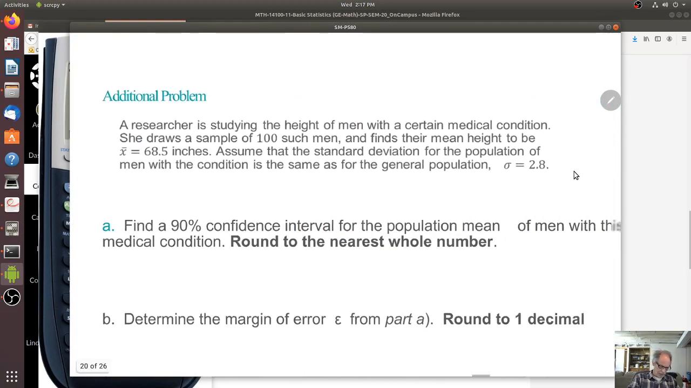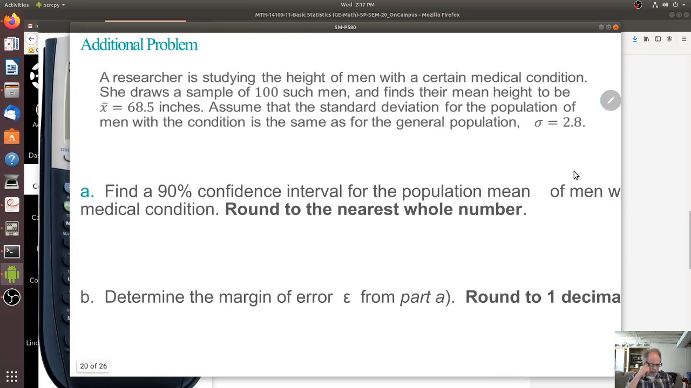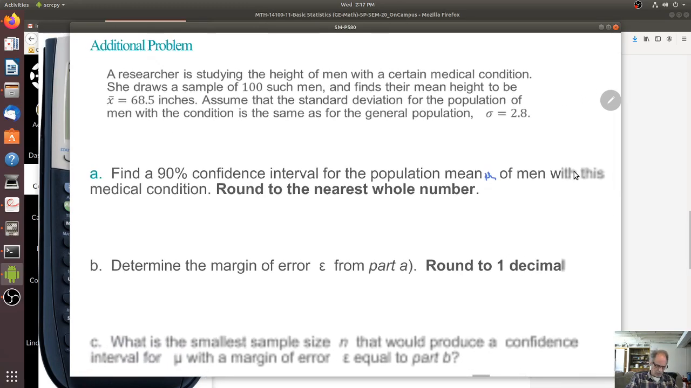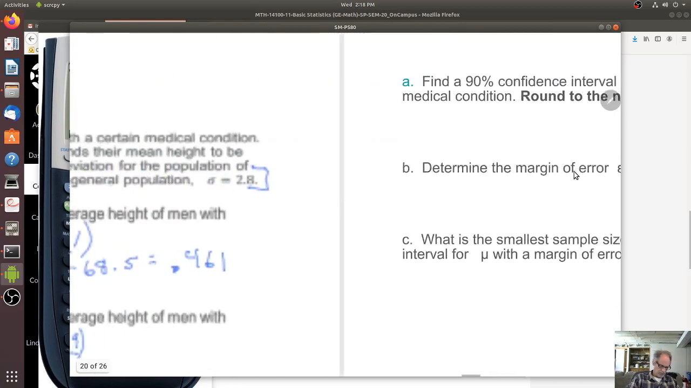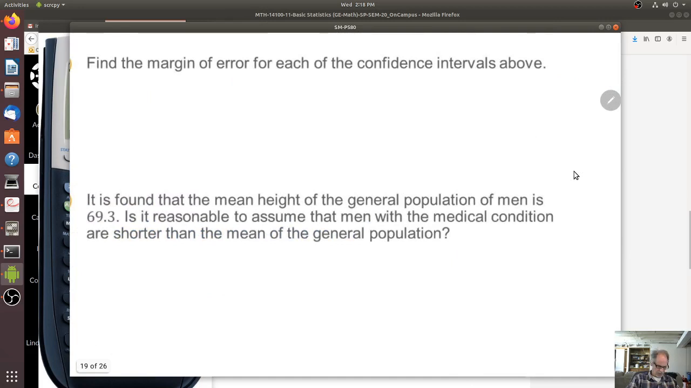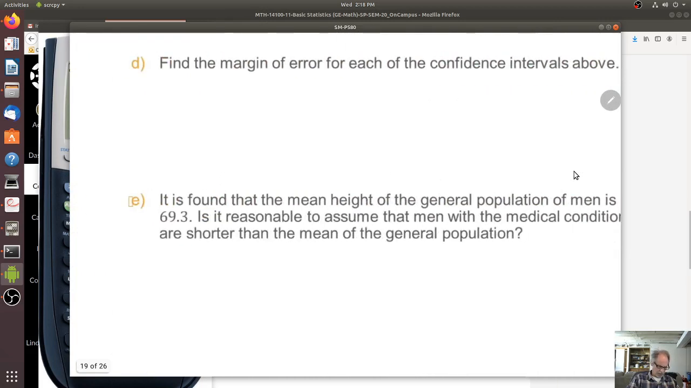An additional problem. A researcher is studying the height of men with a certain medical condition. She draws a sample of 105. Find a 90% confidence interval for the population mean, mu, of men with this medical condition. All right, I already did that, didn't I? Yep, there it is right there. Probably still on my calculator somewhere.